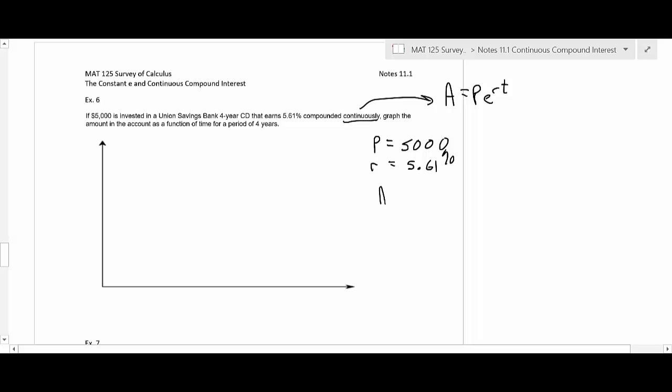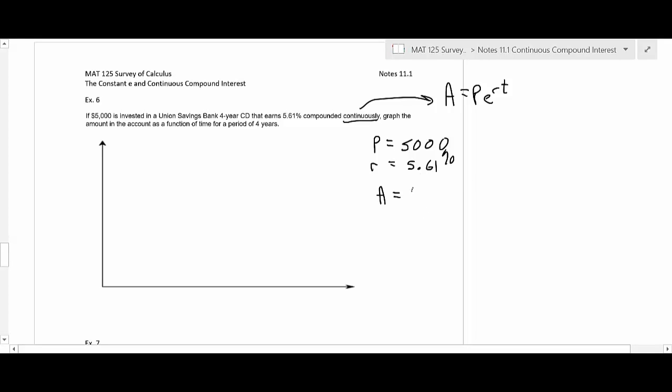So let's write this down before we go to our calculator. Yeah, but we're going to graph to 4 years. Okay, we're not going to find 4 years. We're going to just draw a graph of how the time is changing. So we're going to use time as a variable, okay? Then we'll be able to figure out what 4 is graphically, okay?